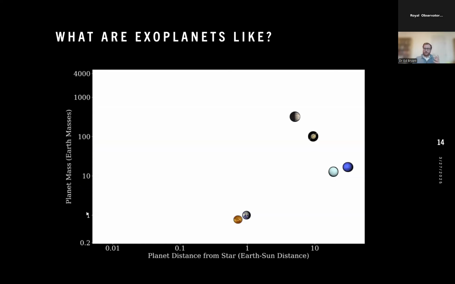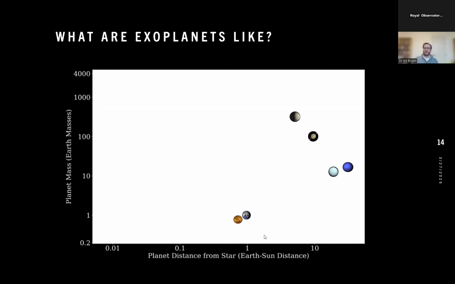So I'm now going to briefly show you the population of planets we found. I'm going to show you these planets plotted with, on the y-axis here, the mass of the planet in units of the mass of the Earth. And along the bottom will be the distance from the planet to the star in units of the distance from the Earth to the Sun.